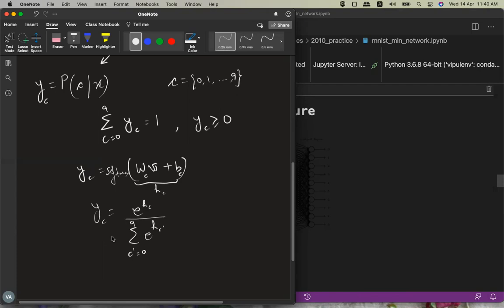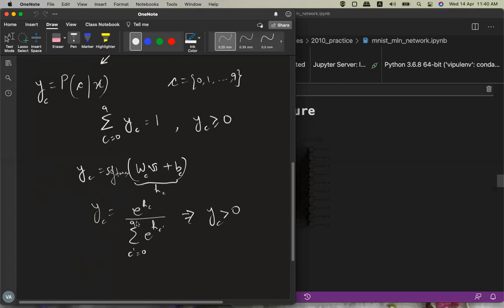Now you see this term, exponential, is always greater than 0, right? So this term is greater than 0. This ensures my YC is always greater than 0. It can be 0 if HC is minus infinity, which is not exactly possible, because minus infinity is not possible in the computer, and also in real life, minus infinity is not a number, it is a concept.